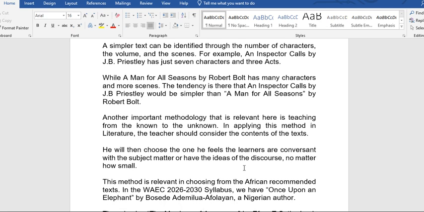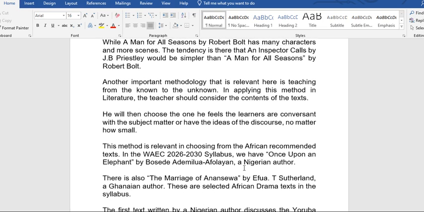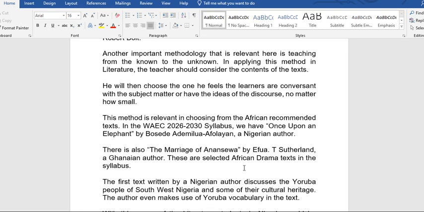Another important methodology that is relevant here is teaching from the known to the unknown. In applying this method in literature, the teacher should consider the content of the text. He will then choose the one he feels the learners are conversant with, in terms of the subject matter, or have the ideas of the discourse, no matter how small. This method is relevant in choosing from the African recommended texts.